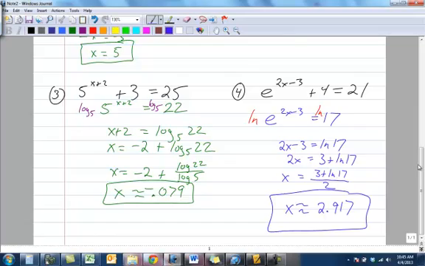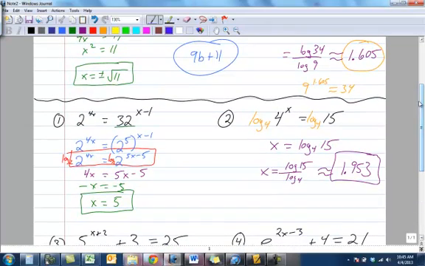So, if you have a base where x is in the exponent, in order to get x out of that exponent, you're going to log base whatever the base is on both sides.